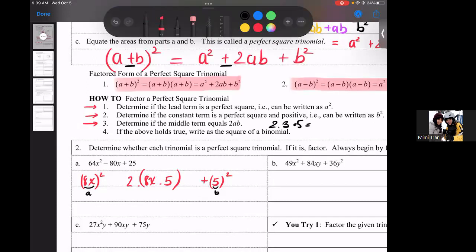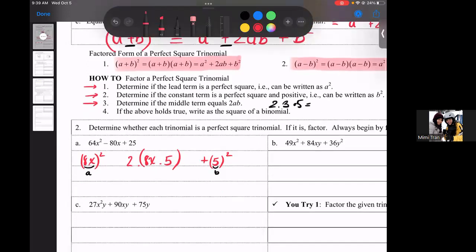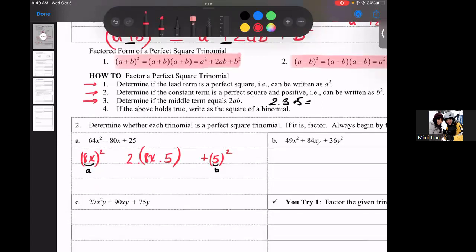2 times 8 times 5 is 80. Thank you. 80x, and then 5 squared is 25. What is the sign in front of the 2? Minus or plus? Minus, right? Minus.